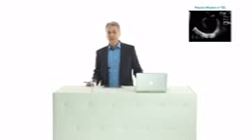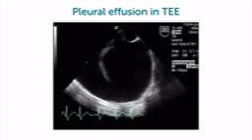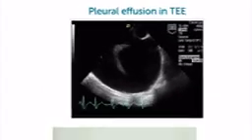Pleural effusions are visible in a transesophageal echo as well. You'll see that later. Here's a large pleural effusion we see from a TEE. It's also possible to visualize pleural effusions with transesophageal echocardiography, but that is a specific topic we'll discuss in the part on transesophageal echo.